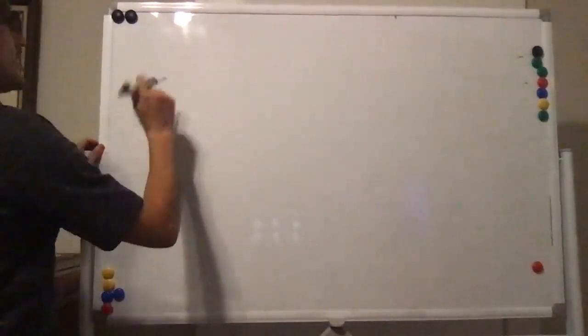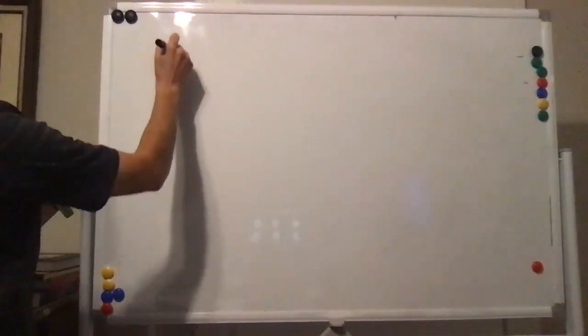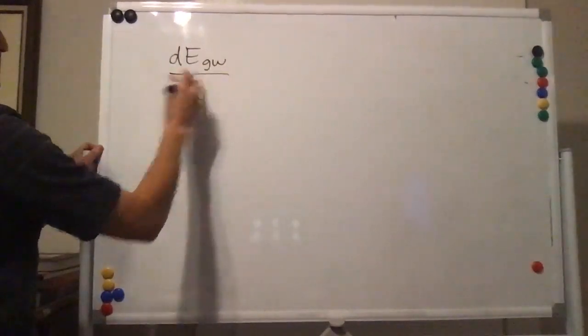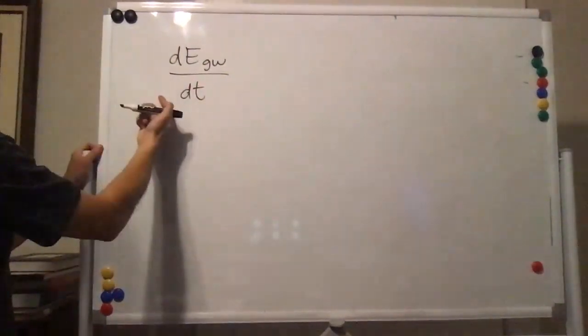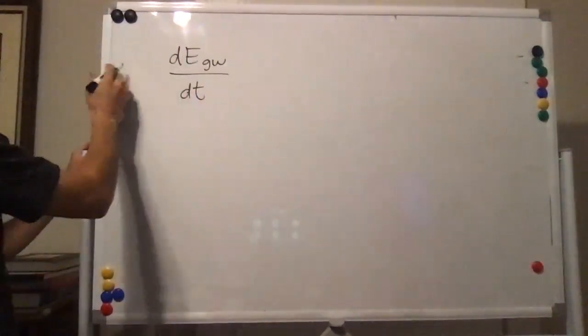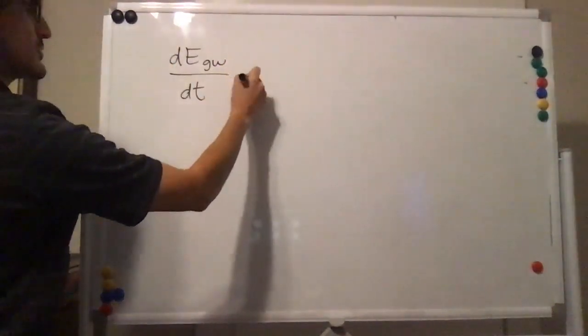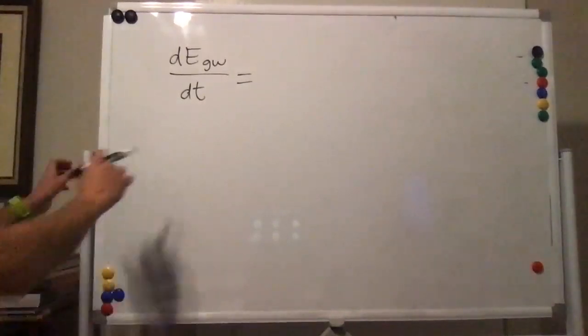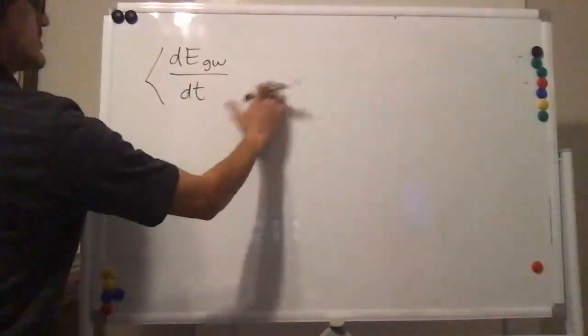The amount of energy that is radiated per unit time, so this is a power, from gravitational waves, you can get this from the quadrupole expansion. Average.